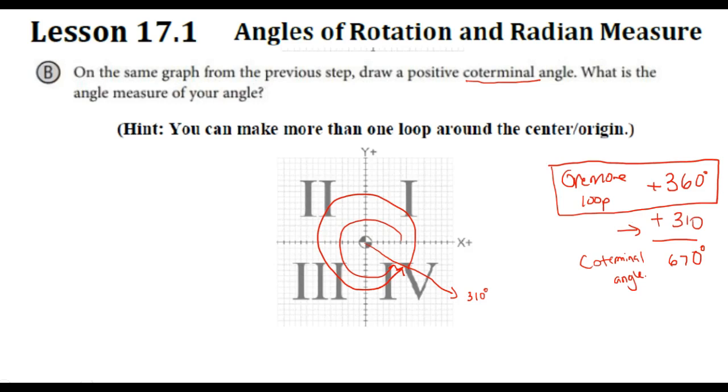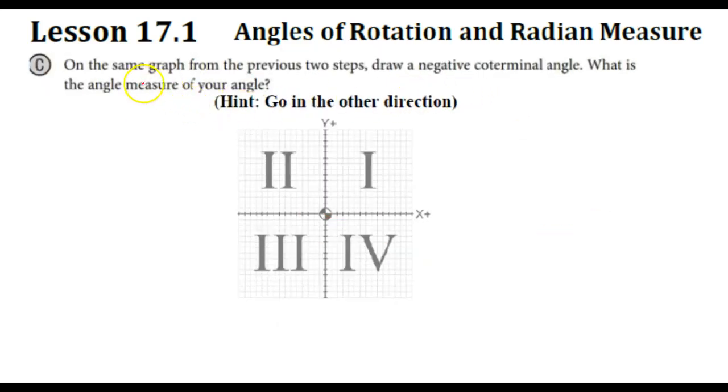Keep that in mind for when we do the homework, because they are going to ask us to do a couple of those, okay? And let's go on to part C. Alright, last but not least, on the same graph from the previous 2 steps, draw a negative coterminal angle. Okay, so again, I'm going to draw from our last step. That was about 310. And notice here how we started on our x-axis and we moved to the left. Okay, why is this important?